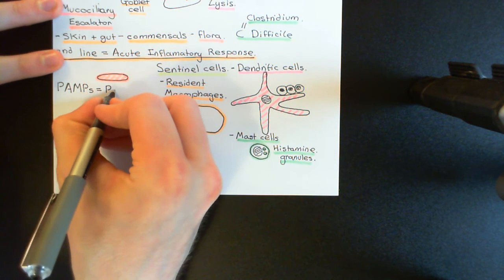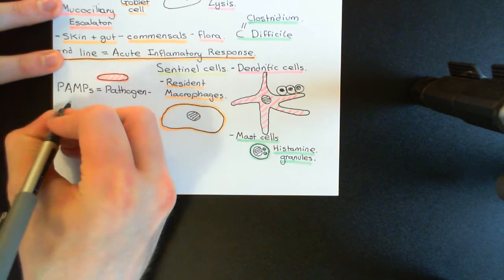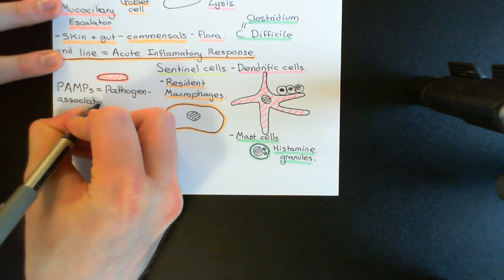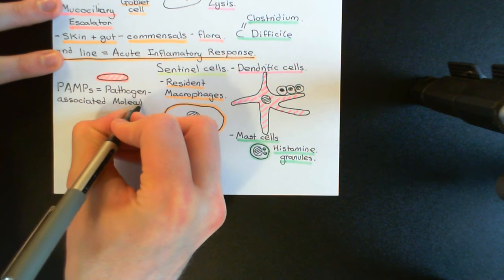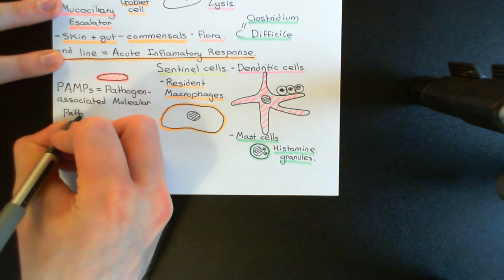Now this stands for something. So the first P is for pathogen. The A is then for associated, so pathogen associated. And then the MP is for molecular patterns. So: pathogen associated molecular patterns.